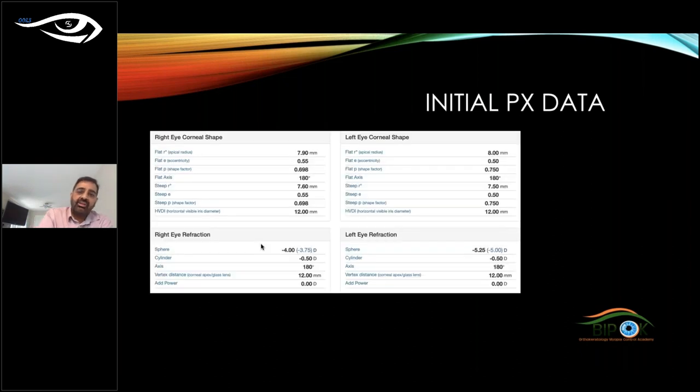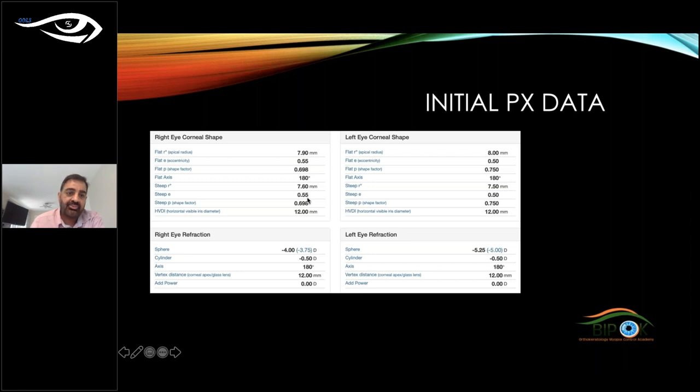So with the RGP Designer, what you're doing initially is putting patient data in. Now you saw me put in the data previously, which was on OrthoTools. This one is with the RGP now. Again, if you can look at it, it's 7.9. You just want to deal with the right eye. Eccentricity is 0.55, shape factor 0.68, axis 180, step radius is 7.60.